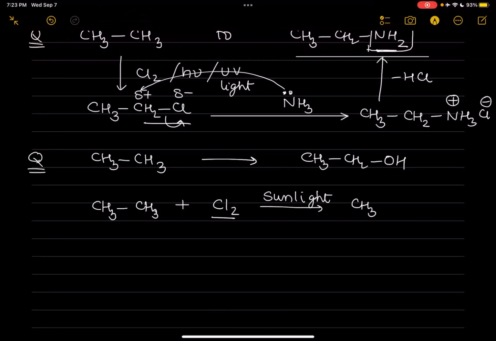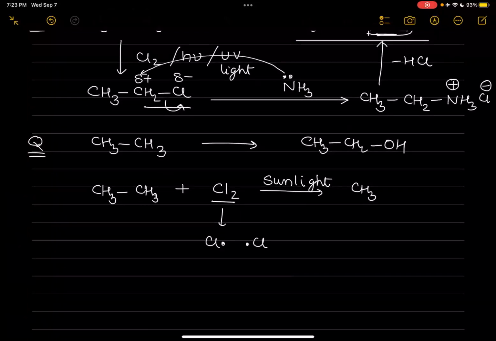Actually, when you mix it with chlorine and heat it with sunlight, the sunlight breaks the chlorine into Cl radicals. That's what Zen was telling. This is not nucleophilic substitution. The Cl radical breaks this H and joins itself to the CH2. This is the photohalogenation reaction in the presence of sunlight or UV light. Okay, is that clear? Yes, sir.